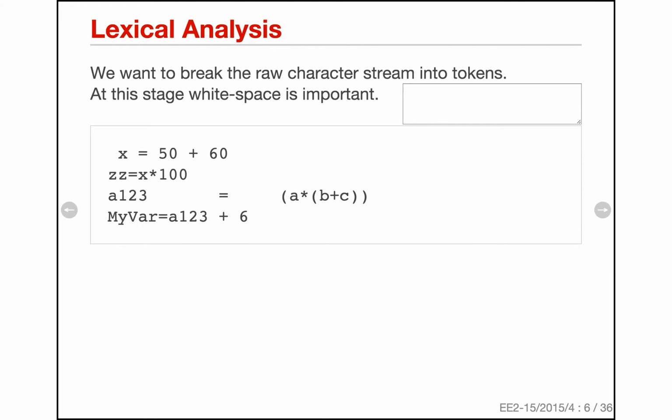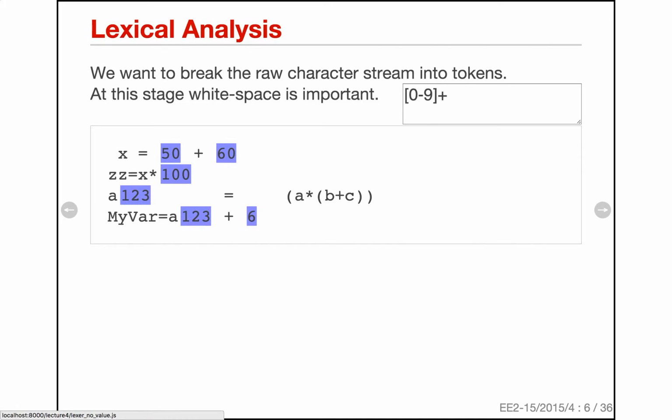The first thing we need to do is create a lexer that's going to split this thing up, and that lexer needs to be defined in terms of regular expressions. So I can come in and say a sequence of decimal digits seems like it should be a token. If I try that, I get things like 50 and 60 and 100, which is fine, but A123 should not be a number. That should actually be an identifier because it starts with a character.